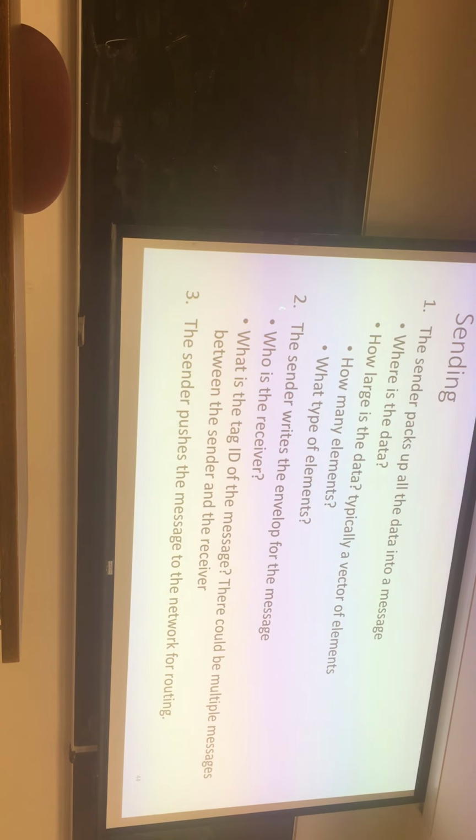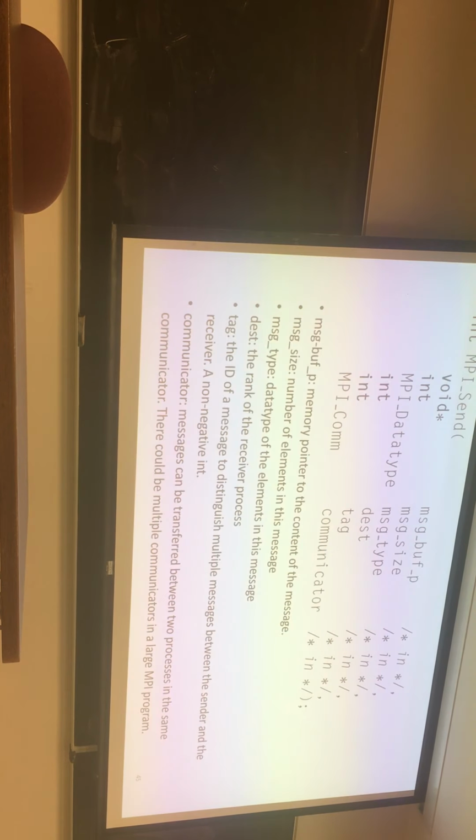Also, the sender needs to write the envelope for the message. The envelope tells the MPI communicator who the receiver is and what the tag ID of the message is. The reason you need a tag ID is that the same receiver and sender can exchange multiple messages, so the tag ID allows you to differentiate between those different messages. Finally, the sender pushes the message into the network for routing.